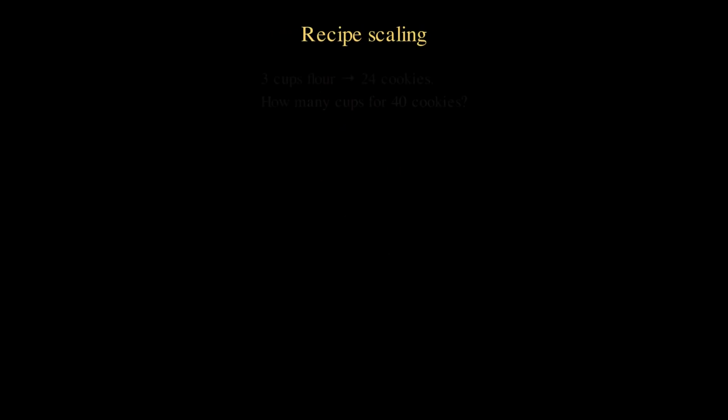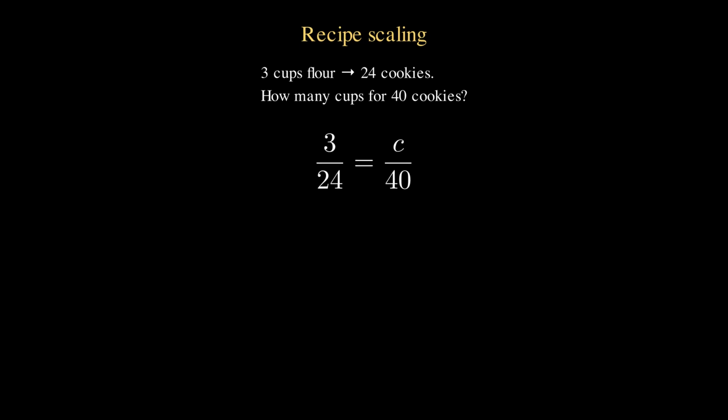Scaling shows up in recipes. 3 cups of flour make 24 cookies. Match units. Cups to cookies on the left equals cups to cookies on the right. Solve and you get 5 cups of flour.